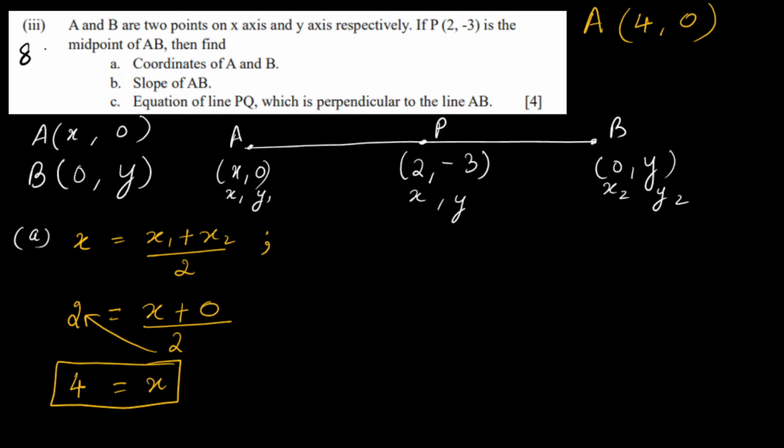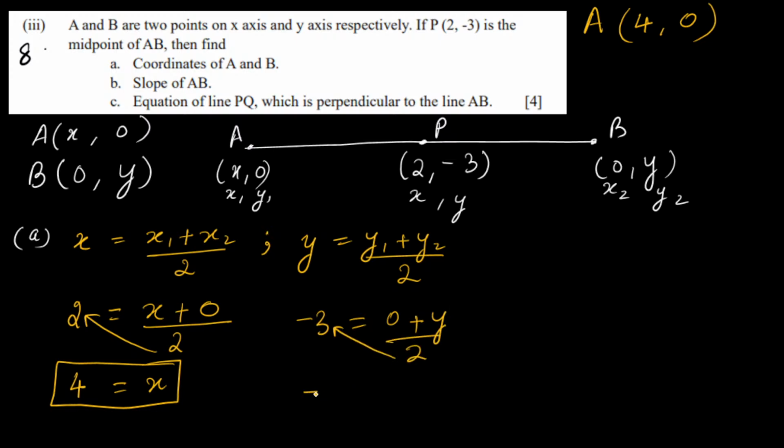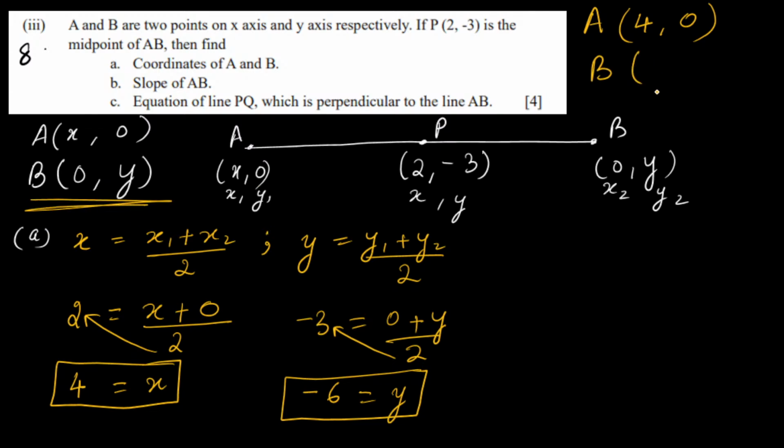Then we'll use the formula for y. y is equal to y1 plus y2 by 2. y's value is negative 3. y1 is 0, y2 is y, divided by 2. 2 will shift to the other side. So negative 3 into 2 is negative 6. 0 plus y is y. So we found the coordinates of B as well. B's coordinates are 0 comma y, so that means 0 comma negative 6. Just by using the midpoint formula we found the coordinates of A and B. So the first part is done.